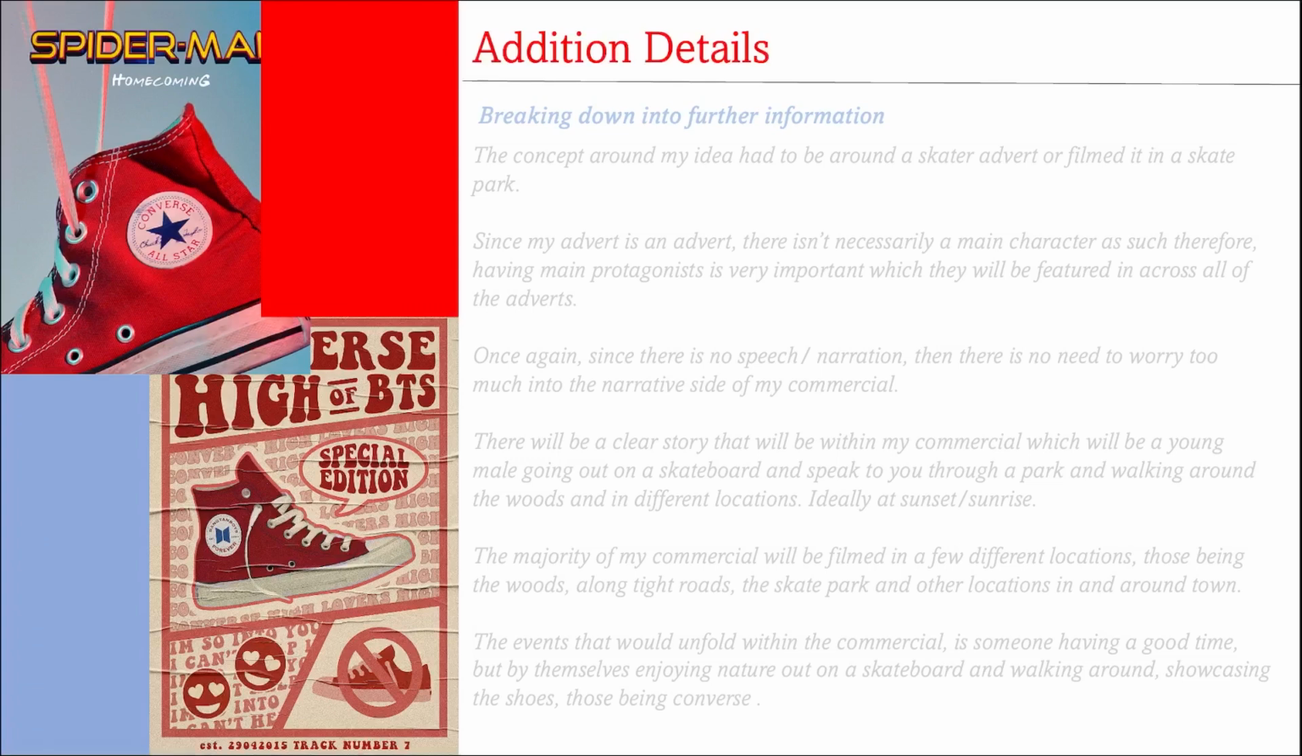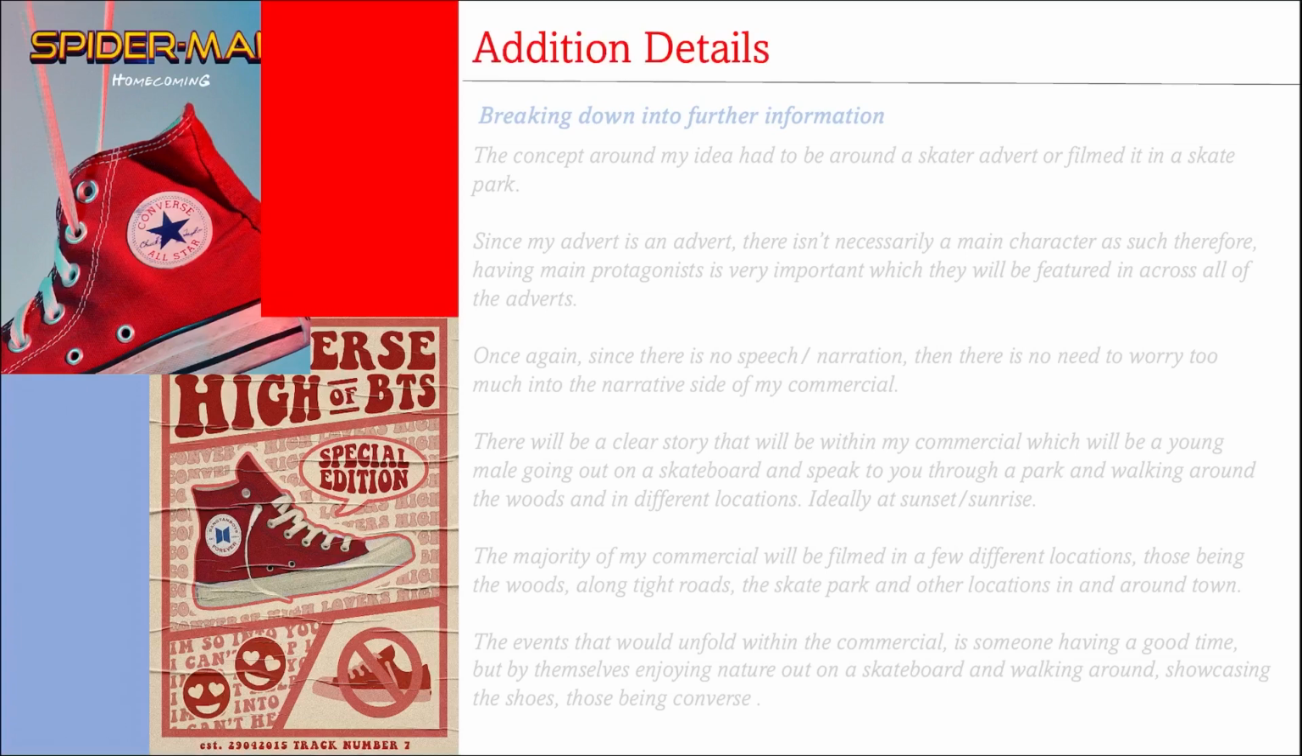So the concept around my idea will be that it's filmed in a skate park. This is the ideal location for a shoe brand. I've seen many shoe companies do stuff in skate parks, and I just think that's the ideal location. There isn't necessarily a main character in my advert, but there is a main protagonist, who will just be showing off the shoes. There won't be any story necessarily as such. Once again, there's no speech or narration because obviously it's an advert. There'll be music over the top, but there won't be any talking to the camera.